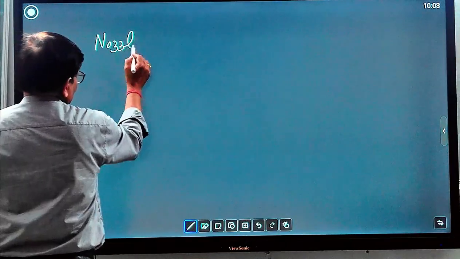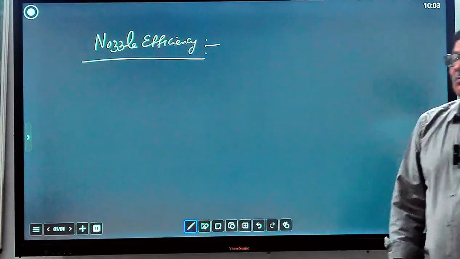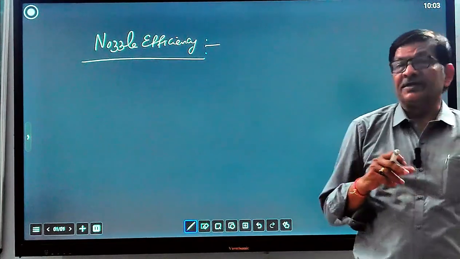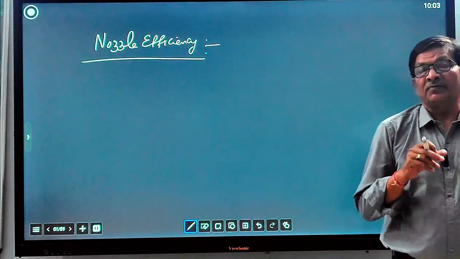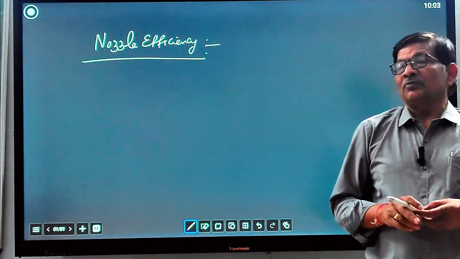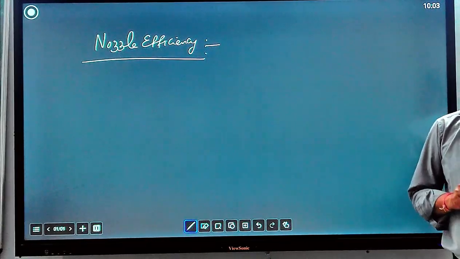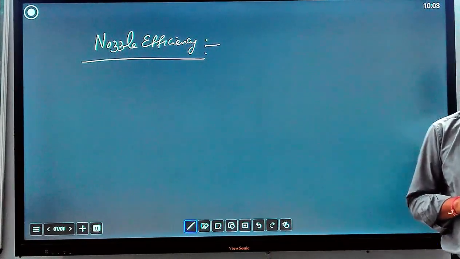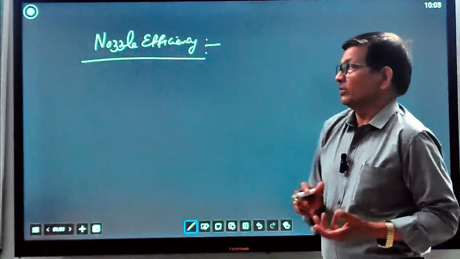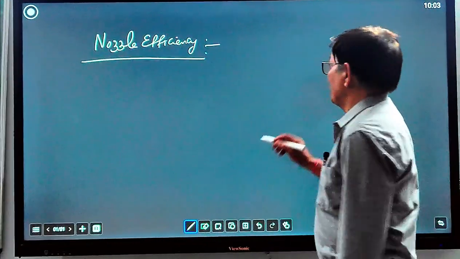Nozzle efficiency. This term is for real flow of the nozzle, because we know that some percentage of heat energy is lost in overcoming the frictional resistance of the surface. So if we consider this point, then exit velocity will be less than the ideal velocity. Exit velocity of the nozzle will be less. So let us define it by using the enthalpy entropy diagram.